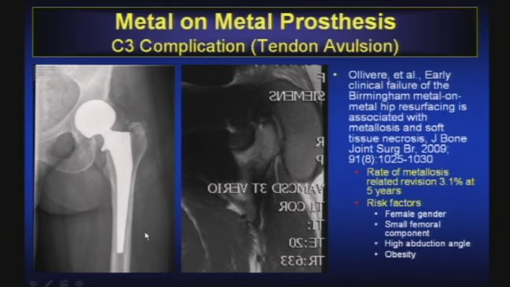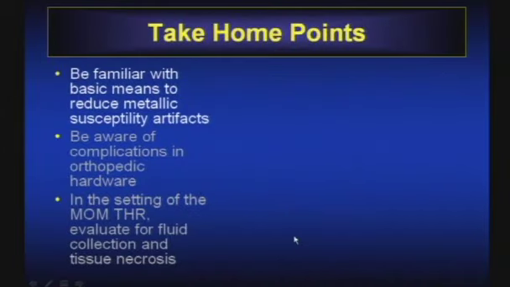This is another patient taken from our practice. Here you can see again that metal on metal total hip replacement. I wouldn't say much about the plain film in this case, but they had a huge fluid collection. They had tendon avulsion as well, suggesting the presence, again, of tissue necrosis and soft tissue failure.